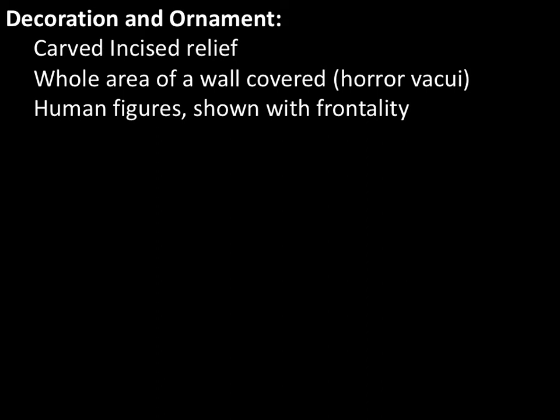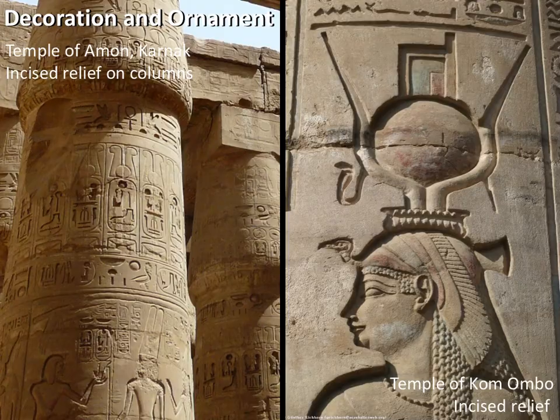When we do see human figures in the decoration, they are shown with what's called frontality, which is that abstract shape of the human figure. We'll look at some of those in a second here. We also have decorative hieroglyphs, which is a form of writing, and numerous decorative motifs.